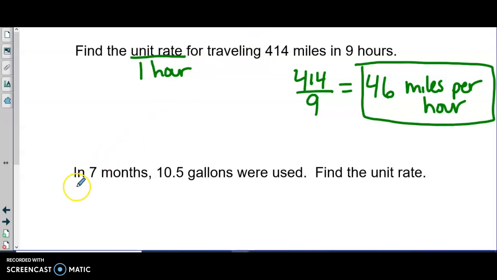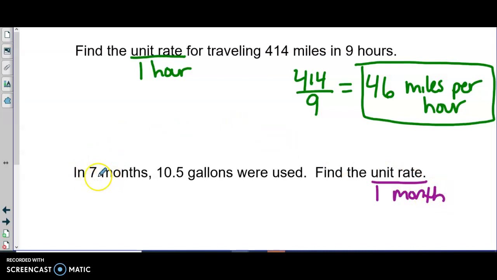Let's look at this next one. In 7 months, 10.5 gallons were used. Find the unit rate. So again, a unit rate means 1. In this case, we want to know how much per 1 gallon. So we're going to take our total gallons and divide it. Oh, wait. Sorry, I told you wrong. I just made a mistake. Our unit rate, we're not looking for 1 gallon. We're looking for how much we use in 1 month.